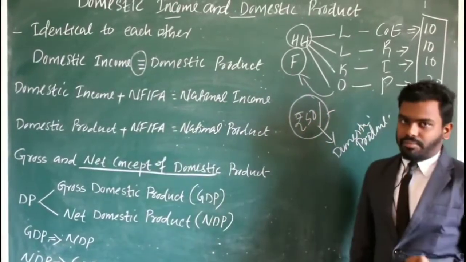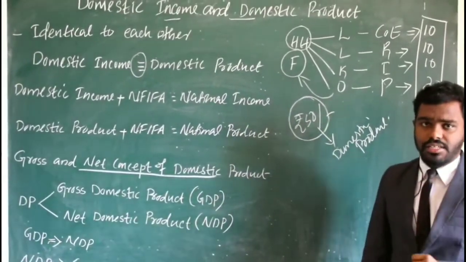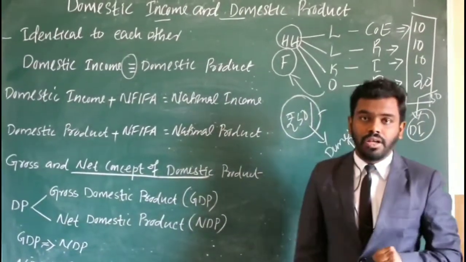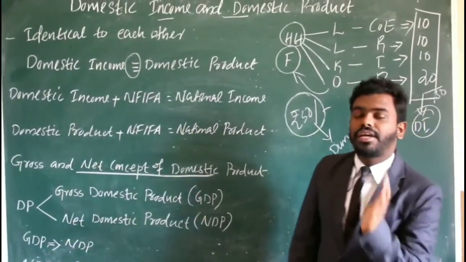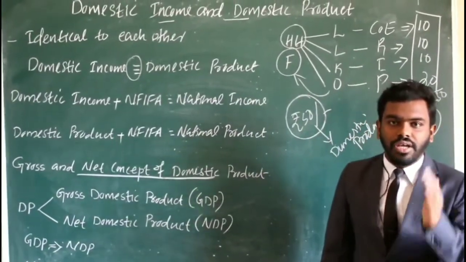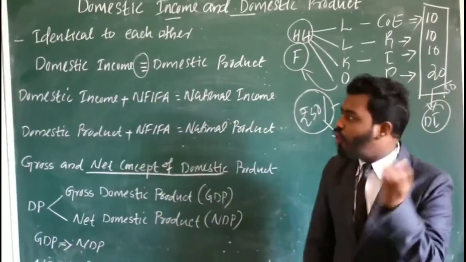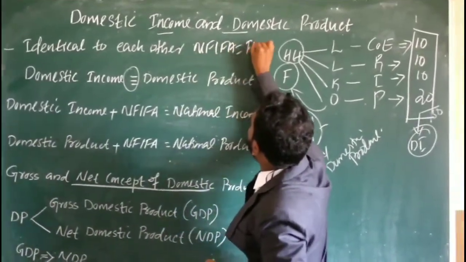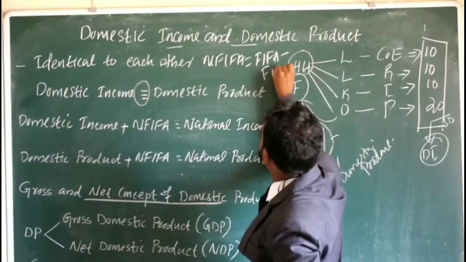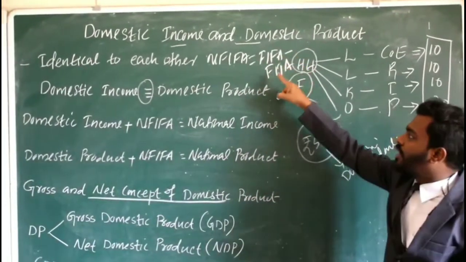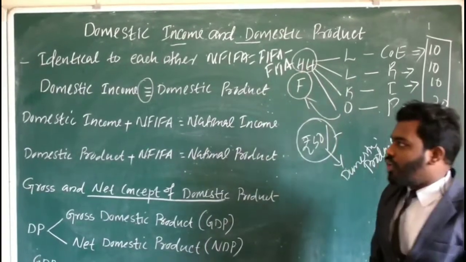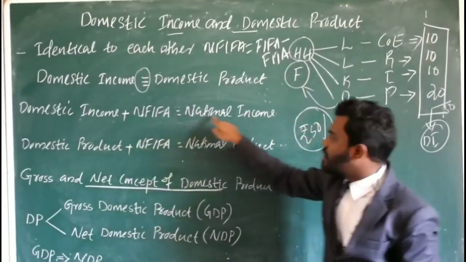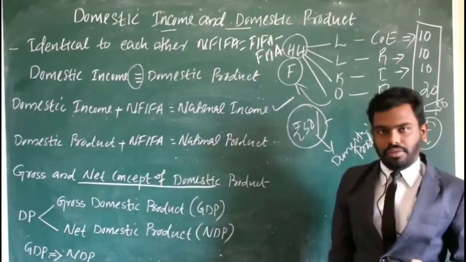At the same time, yesterday we discussed how we can convert domestic income into national income. How can we convert? By adding NFIFA. What is NFIFA? Net factor income from abroad. How can we calculate NFIFA? NFIFA is equal to FIFA minus FITA: factor income from abroad minus factor income to abroad. So domestic income plus NFIFA is equal to national income.